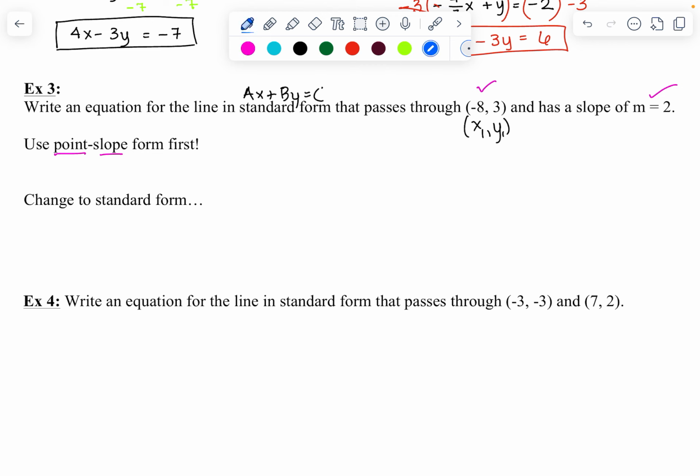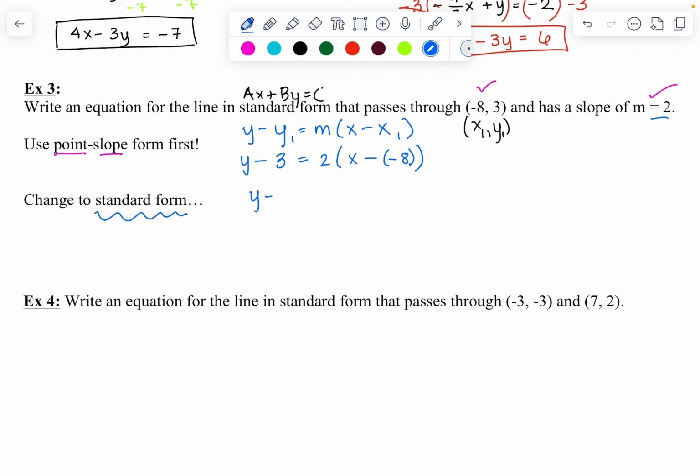So let's revise. Our point-slope form is y minus y sub 1 is equal to m times x minus x sub 1. That is your point-slope formula. So now all we need to do is plug in our values. So y minus y sub 1, which is 3, is equal to m, which is 2, times x minus x sub 1, which is a -8. See what I did there? I used a parenthesis.